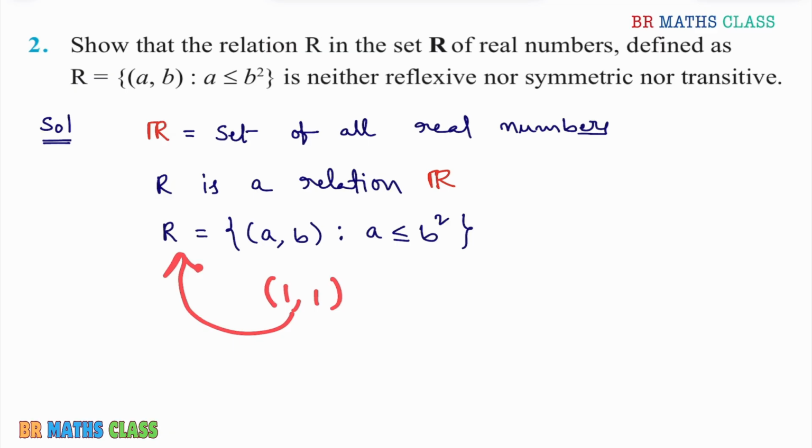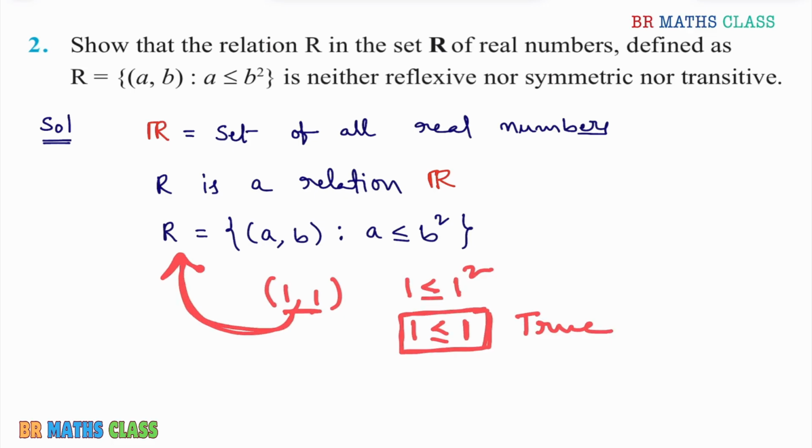First point satisfied, both are real numbers. Second point is 1 is less than or equal to 1 square. 1 square is 1, right? Now you see 1 is not less than 1, but 1 equals 1. So if I ask whether this is true or false, this is true, because for less than or equal, any one condition satisfied is okay. 1 equals 1, that means the ordered pair (1, 1) belongs to this relation. I hope you are understanding.